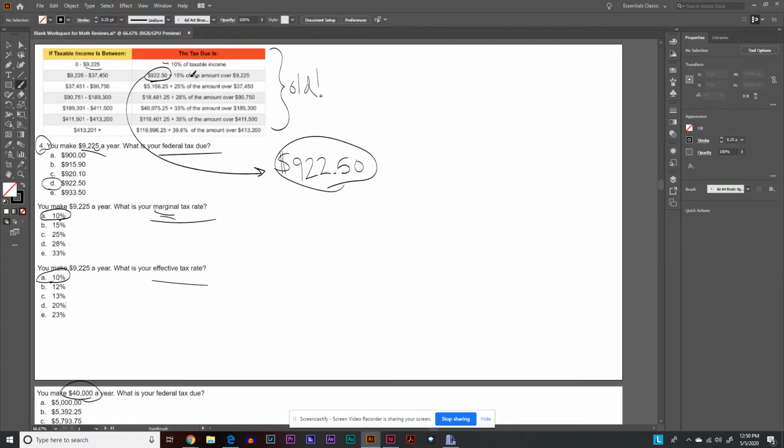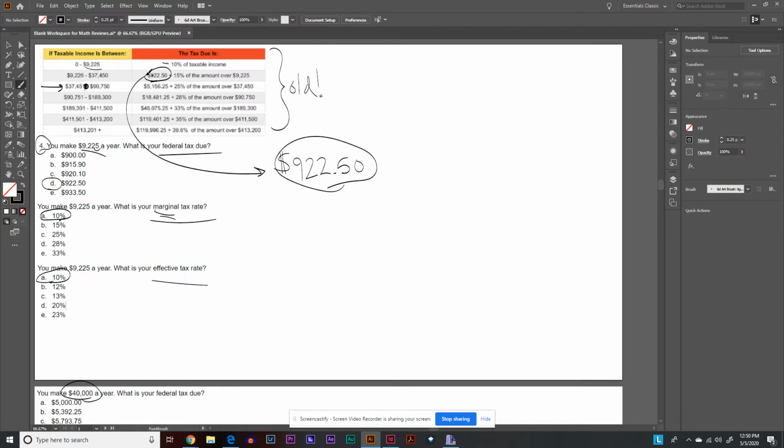And then it's going to be plus 15% of the amount over $9,225 a year, right? So in this case, I'm not even in this bracket. I'm actually in the bracket right here. $40,000 is somewhere right in here, between $37,450 and $90,750, right? So we're between that. That means we are in the third tax bracket for this question, the $40,000 a year.